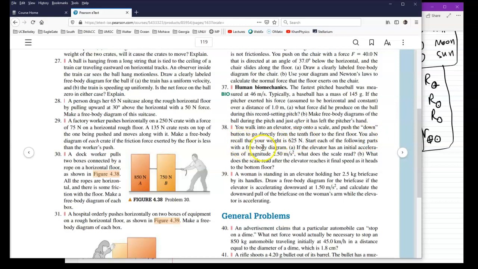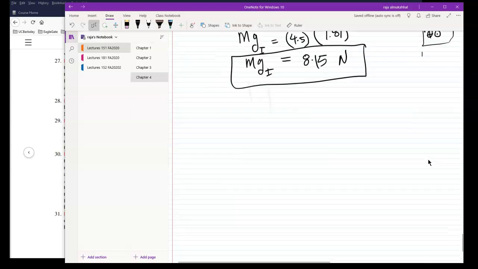Got that? You also recall that your weight is 625. Okay, so you already know before you walked in that your weight is 625 Newton. Start each of the following parts with a free body diagram. All right. A. If the elevator has an initial acceleration of 2.5, okay, this is the acceleration of the elevator, what does the scale read? Now remember, you're going down here.